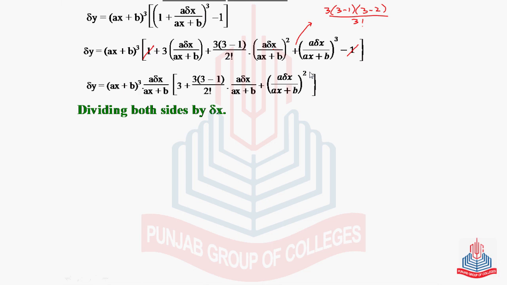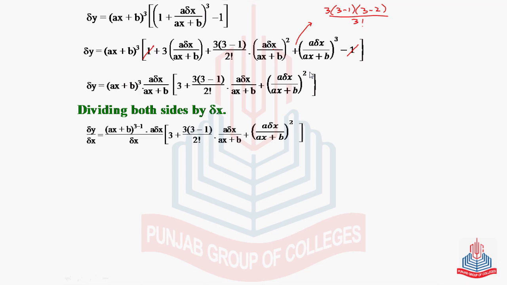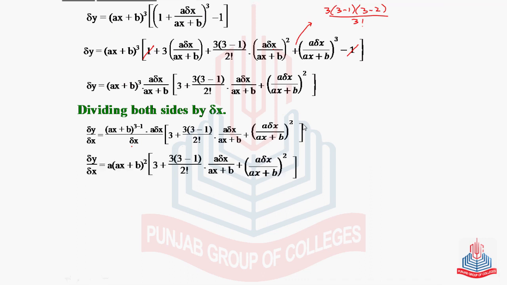Now dividing both sides by delta x, so delta y divided by delta x is equal to (ax + b), and from here (ax + b), due to the common base, the powers will be combined, so 3 minus 1, and a delta x divided by delta x, and this bracket portion will remain same. So 3 plus 3 into (3 minus 1) over 2 factorial times a delta x over (ax + b) and (a delta x over (ax + b)) whole square. Now delta y over delta x will become a, this delta x will be cancelled out and we have (ax + b) whole square. Again this thing will remain same.